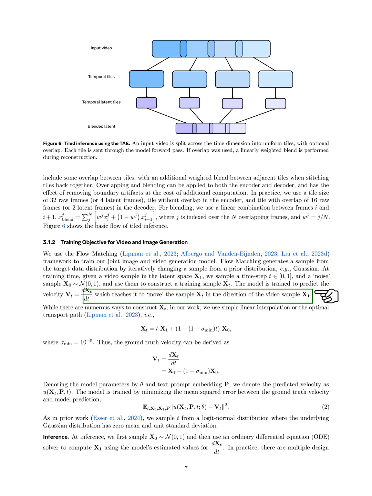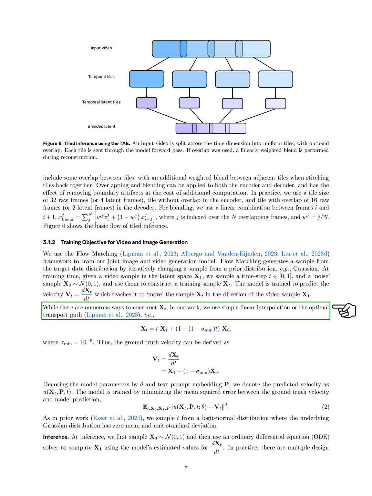Our model learns to predict the velocity, which helps it adjust the training sample towards the video sample. We have various methods to construct the training sample, but we opt for simple linear interpolation or the optimal transport path. The true velocity can be derived from our model parameters and the text prompt embedding, and we train the model by minimizing the difference between the true velocity and our predictions.